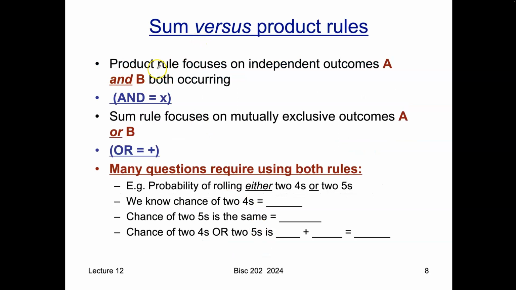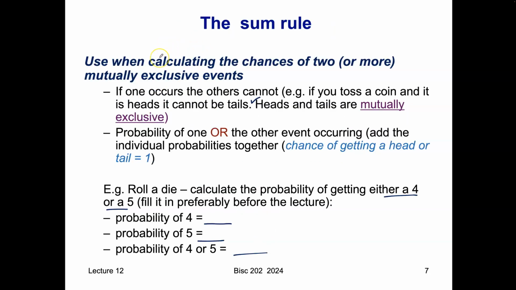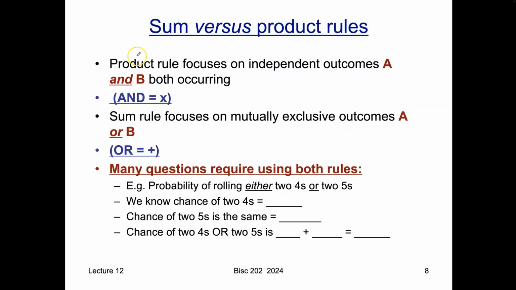Okay. Now sometimes you use both, but for the product rule, it's focusing on 2 things that both occur that are not dependent on each other, and so we use "and". I always have this in my head, "and" and then I have the multiplication sign. And then if you're focusing on mutually exclusive outcomes, more than one of them, then we add those together. So the "or" is the plus, right?